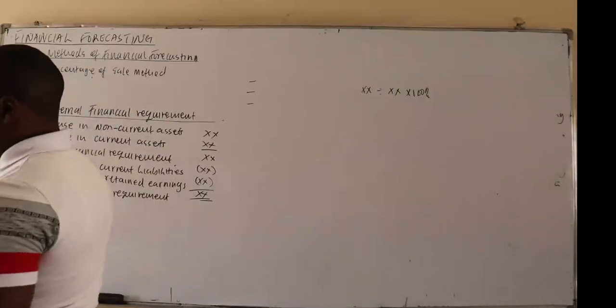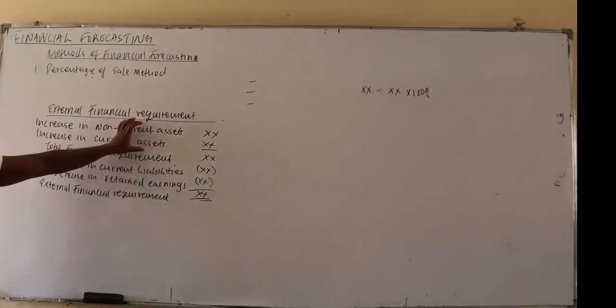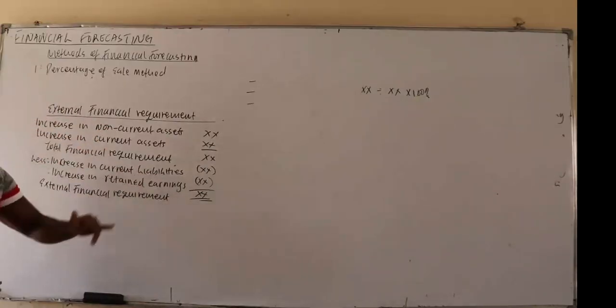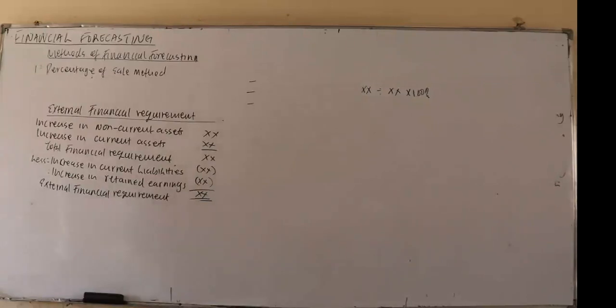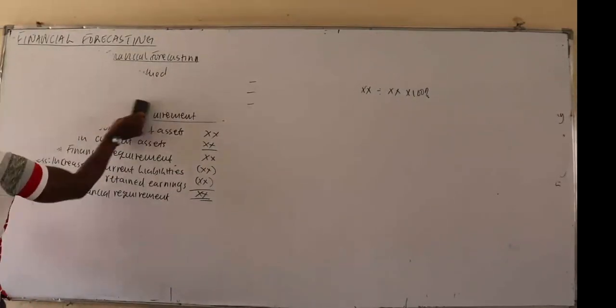Then in the third step, you take the percentage of sales identified in step two and multiply by the expected incremental sales. Lastly, you determine the external financial requirement by taking the increase in assets, that is non-current assets and current assets, then you deduct the increase in current liabilities and the increase in retained earnings. So we do a question, June 2010, question 2B.